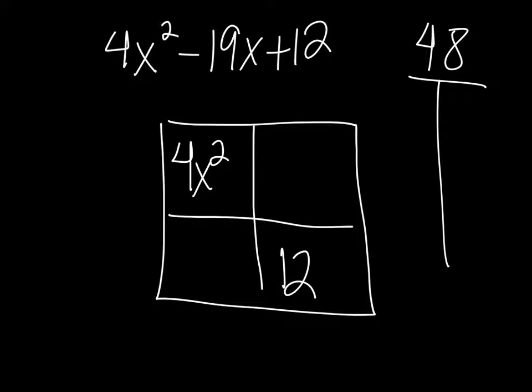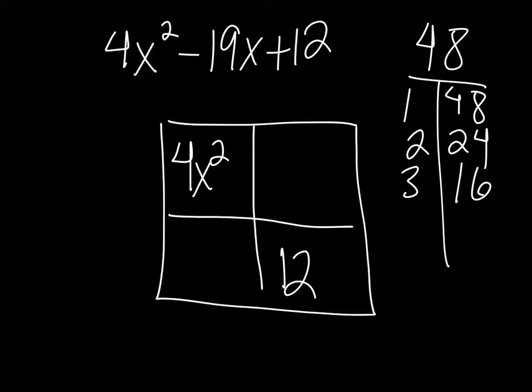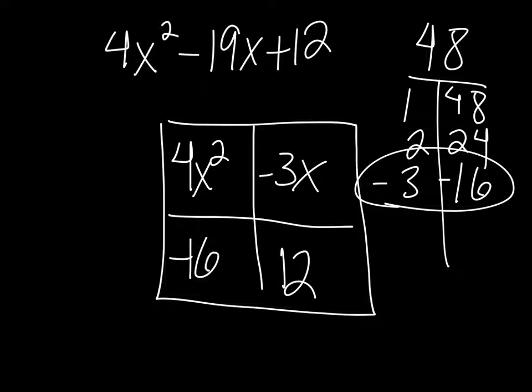Just they're both going to be negative, because a negative times a negative will give us our positive 12. And we want a negative plus a negative to give us negative 19. So let's see, 1 and 48, 2 and 24, 3 and 16. Hey, those look good because we can do a negative 3 and a negative 16. So I'm going to put a negative 3x here and a negative 16x here.